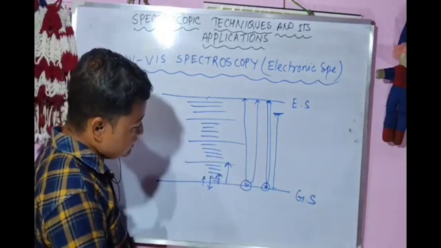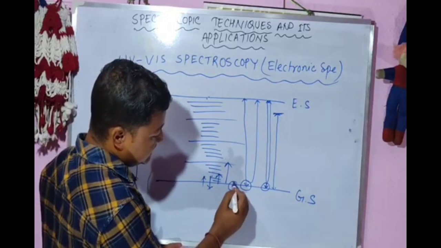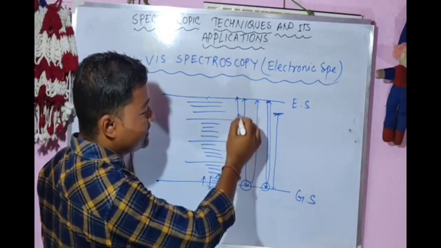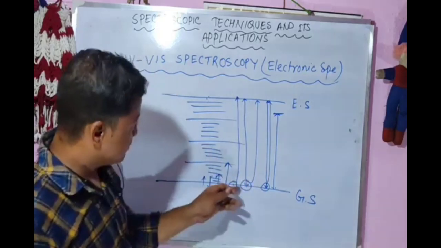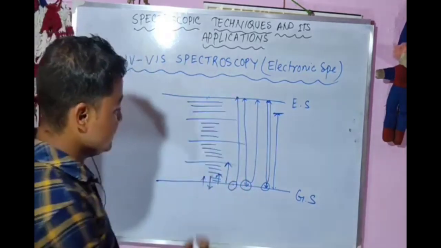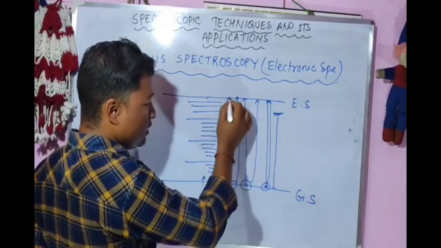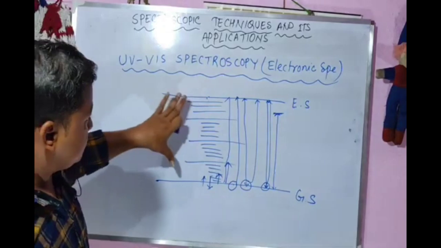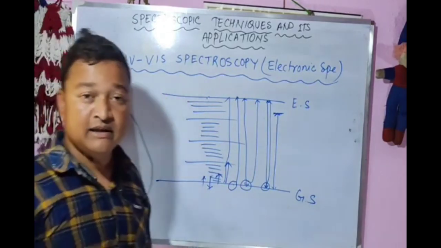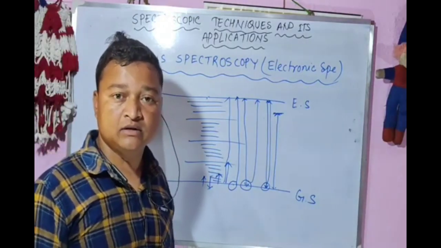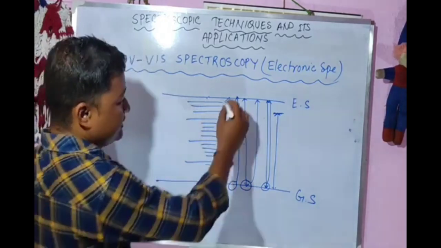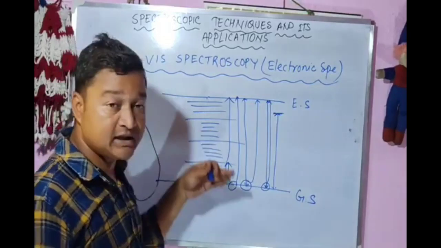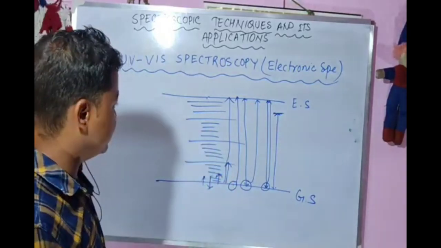When the electrons jump from one energy level to a higher energy level, with the electronic transition there are some rotational or vibrational transitions, because in the gap there are so many vibrational and rotational levels. That's why when an electronic transition occurs, vibrational and rotational transitions also occur.